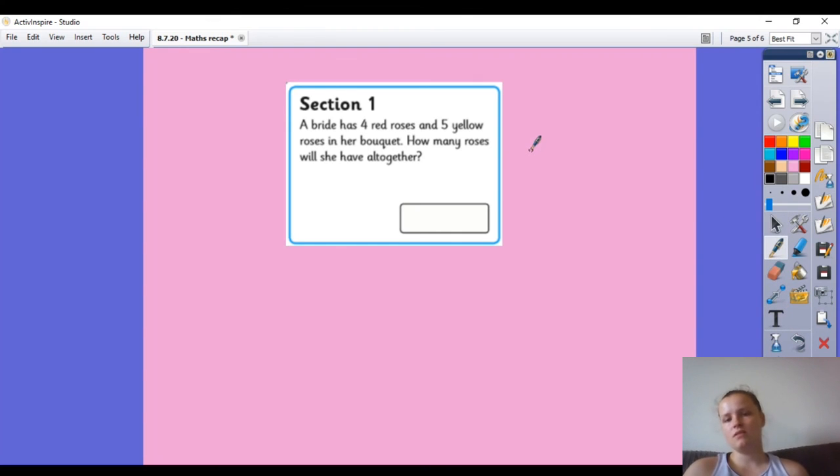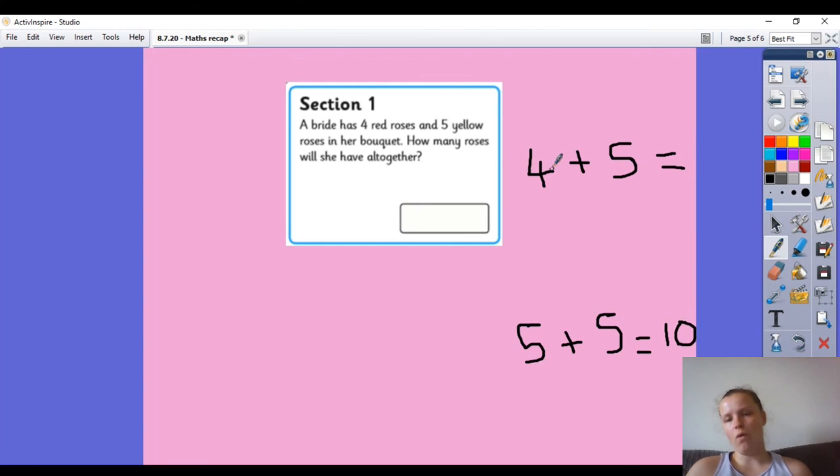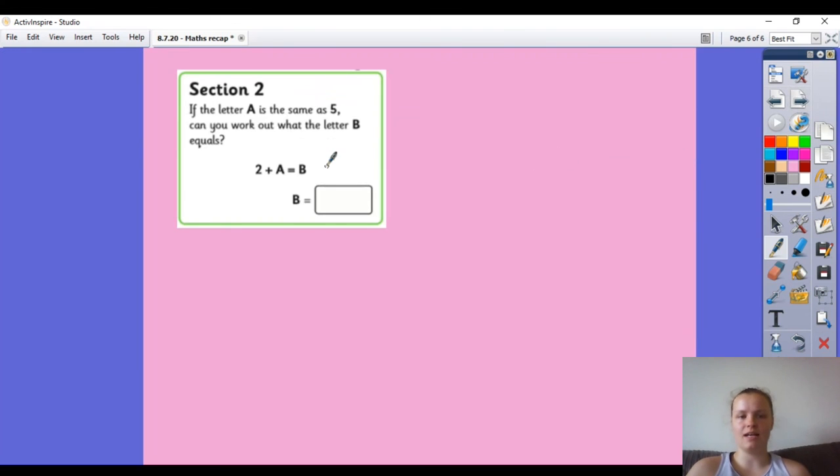So our number sentence would be 4 add 5 equals. Okay, so what's 4 add 5? You can count on with your fingers if you need to. But if I know 5 add 5 equals 10, 4 is 1 less than this. So 4 add 5 would be 9. Fantastic.